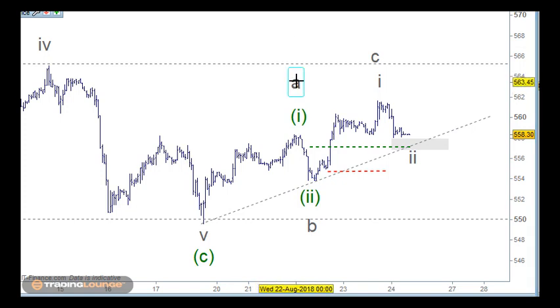Those 3 waves can be counted as up for the A wave here, back for the B wave here, and then 5 waves up for the C wave here. So we could actually have a top in play here. All right, so as an A wave, a B wave, and a C wave, that's quite clear. So we can come down from here.